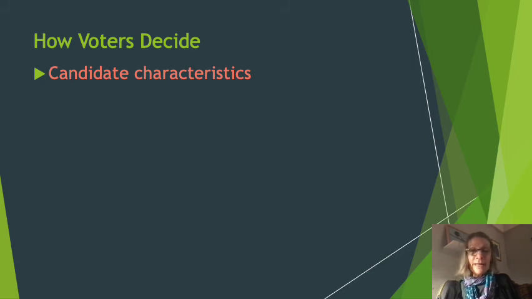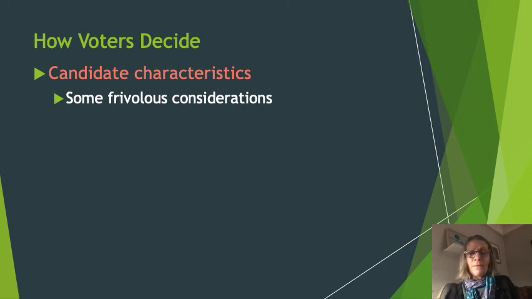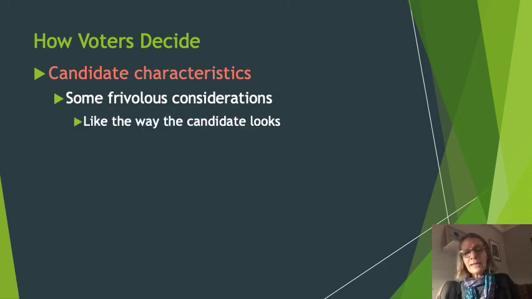For example, they like candidates that have long, narrow faces as opposed to round, fatter faces. Voters will just be like, I'm going for the candidate that has the narrow face, right? Not the round face, because we maybe attribute certain positive characteristics to the thin, narrow face and negative characteristics to the round face. And so candidates are really aware of some of the frivolous considerations that voters take into consideration, like the way they look.